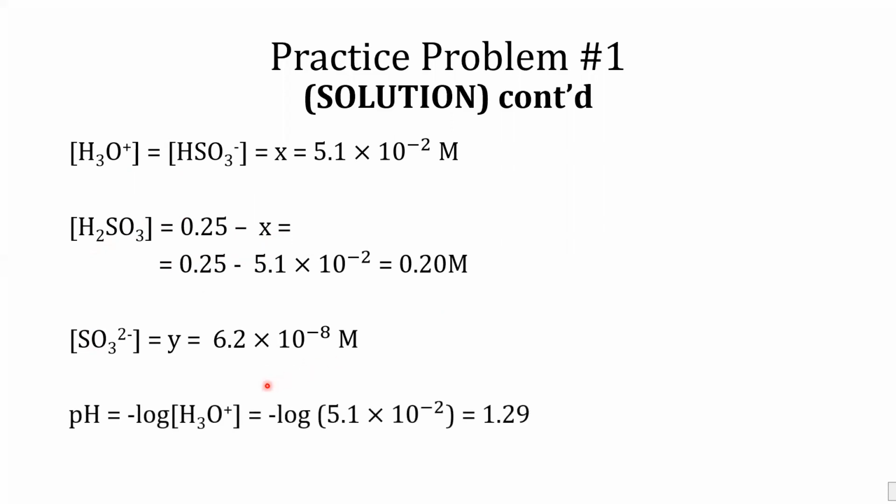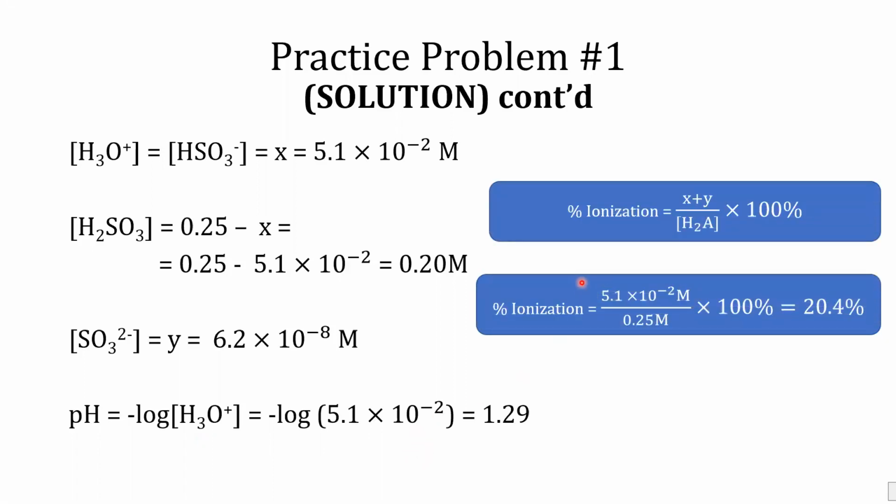The pH of this solution equals the negative log of hydronium ion concentration, or the negative log of 5.1 times 10 to the minus 2, which equals 1.29. The percent ionization is calculated by taking the part of sulfurous acid that ionizes and dividing by its original concentration of sulfurous acid, which is, after plugging in the numbers, 20.4%.